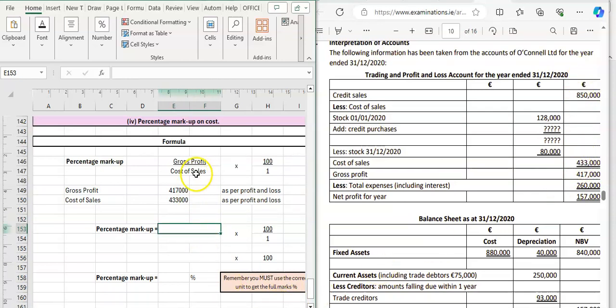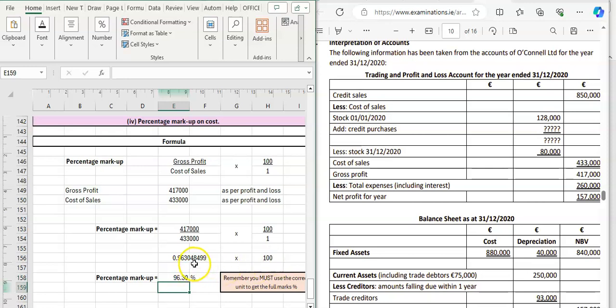So now that we have our figures, our gross profit is going to be 417,000. And we're dividing that by your 433, and we're finding a percentage, so we're going to multiply the figure by 100. So it's 417,000 divided by 433,000. It's going to give you 0.9630. Because it's a 4, we're not going to round up. So when we multiply this out by 100, we're going to get 96.30.